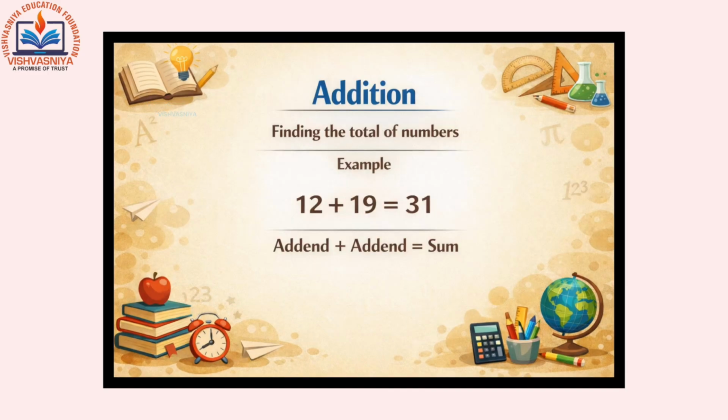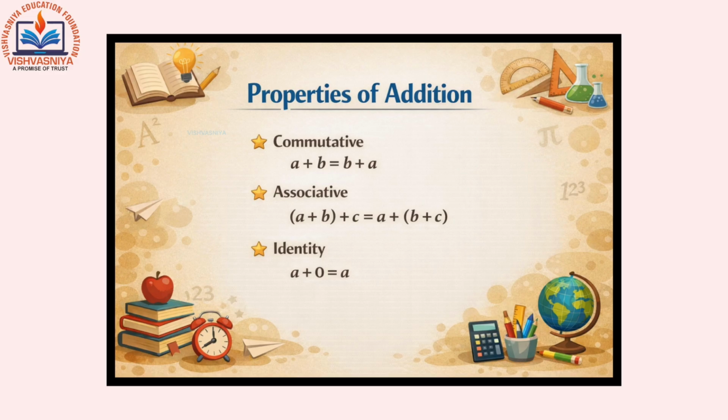Addition is the process of finding the total or sum of numbers. For example, 12 plus 19 equals 31. The numbers being added are called addends, and the result is called the sum. Addition follows several mathematical properties. The commutative property means the order of numbers does not change the result. The associative property means grouping numbers does not affect the result. The identity element of addition is 0.